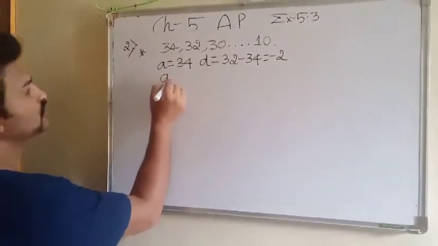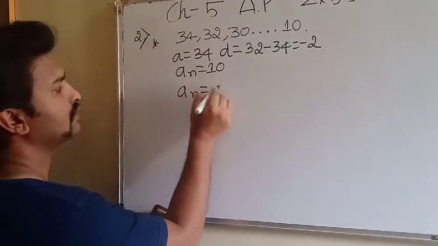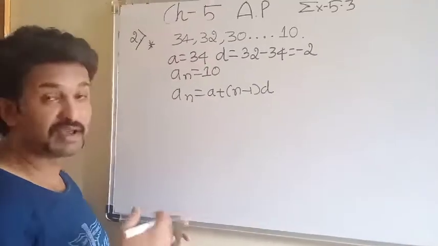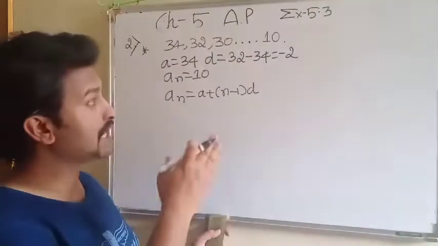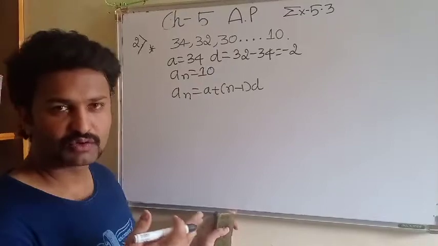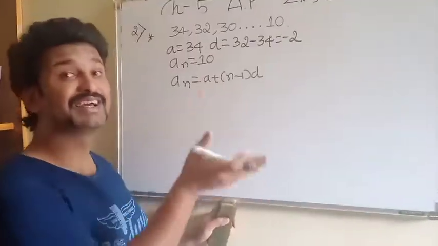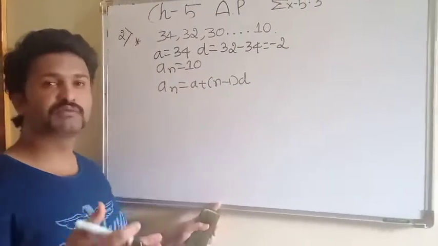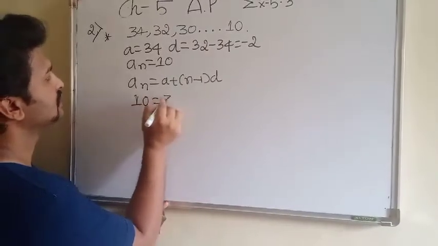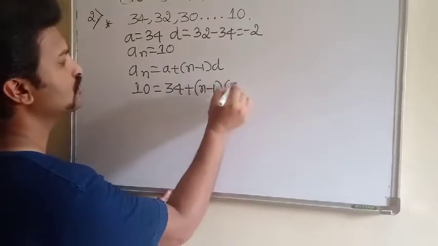Then an equals 10. You substitute all the values in an equals a plus (n minus 1) into d. We are finding the value of n now. They are given an, d value and a value. Just substitute in the general form, an equals a plus (n minus 1) into d, and you will get the value of n. How many terms are there in the AP? You will come to know, and then substitute in the Sn formula. an equals 10, a is 34 plus (n minus 1), we don't know how many terms are there, and d equals minus 2.